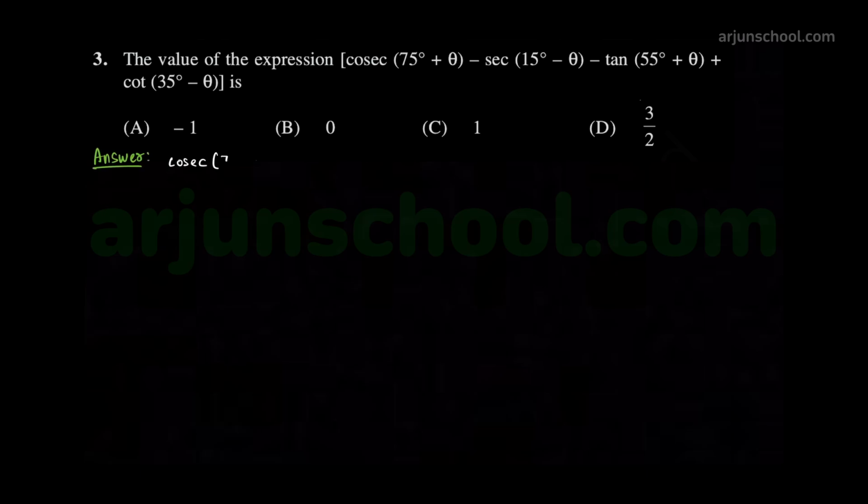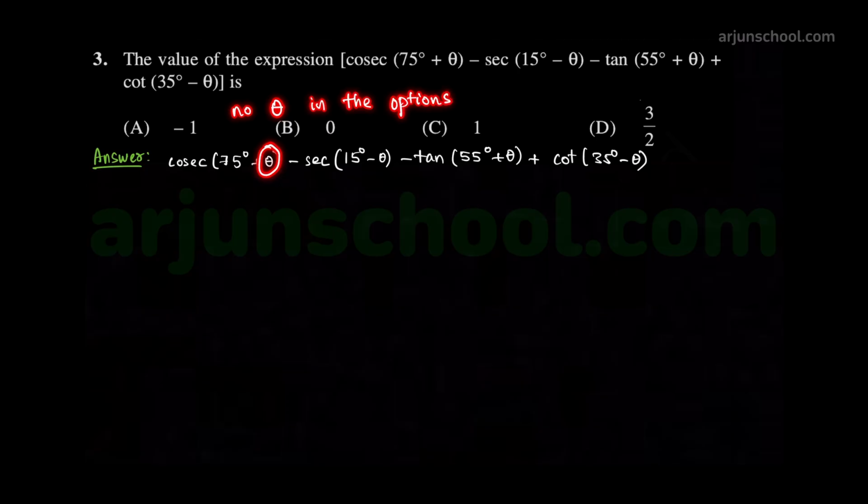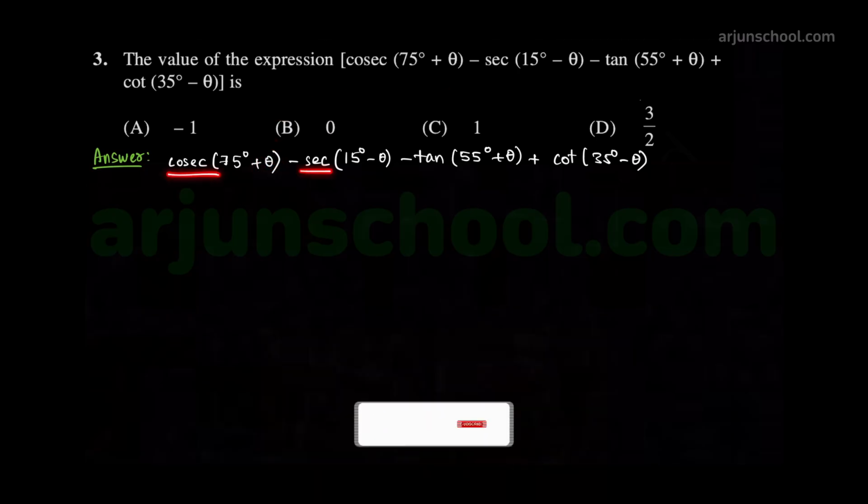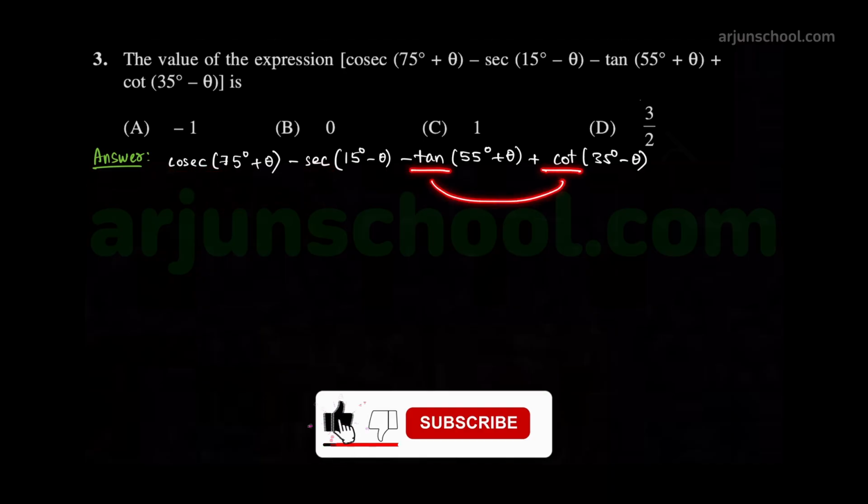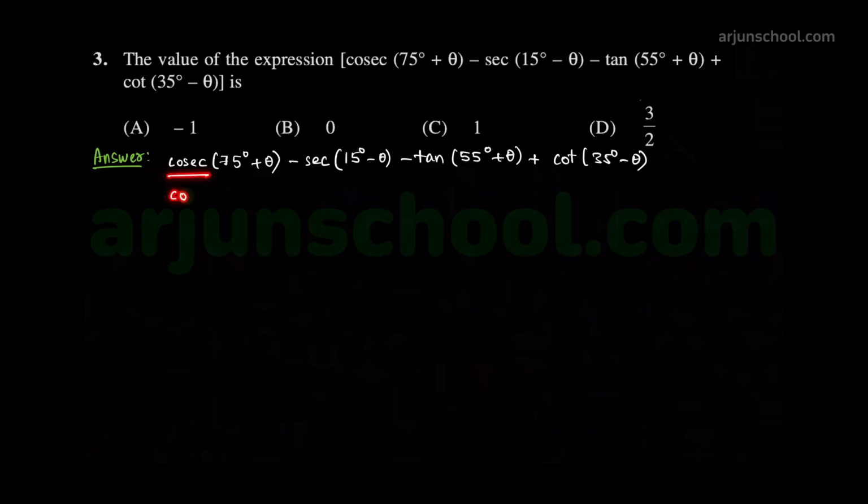Answer. Let us write the given expression. The given expression contains theta, but there is no theta in the options. And also observe that the pairs cosecant and secant are related and tan and cot are related. So what we will do is we will convert cosecant into secant and tan into cot. How can we do that?